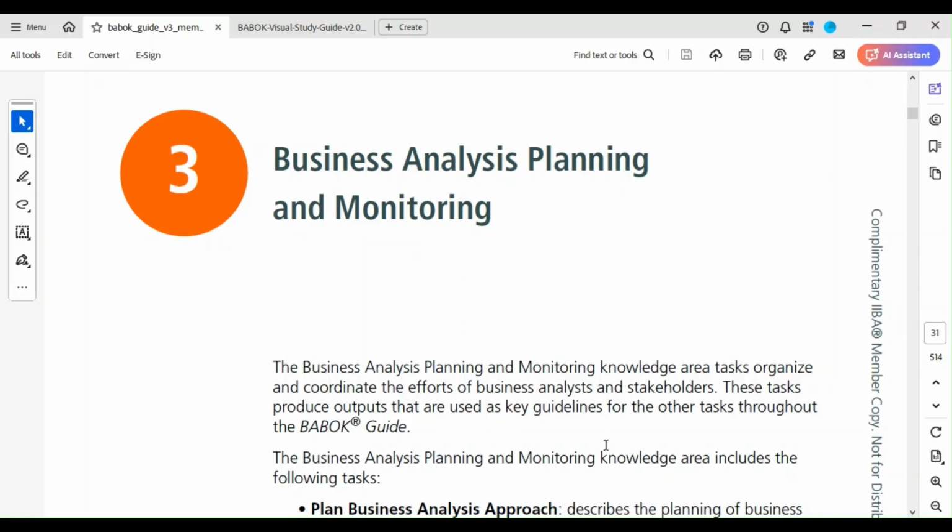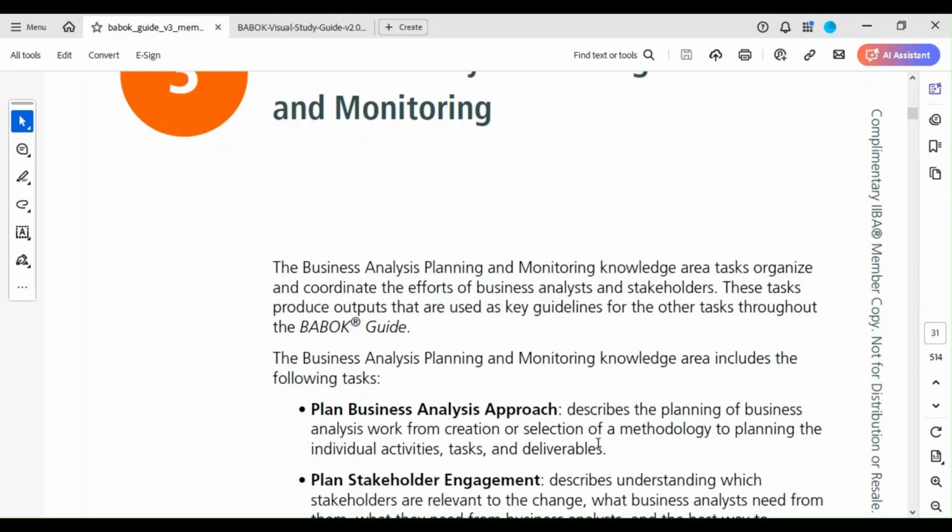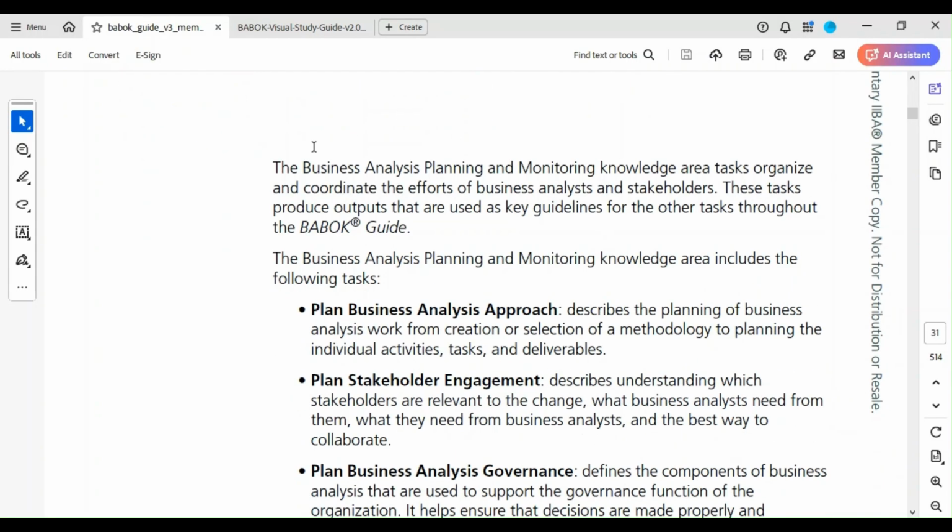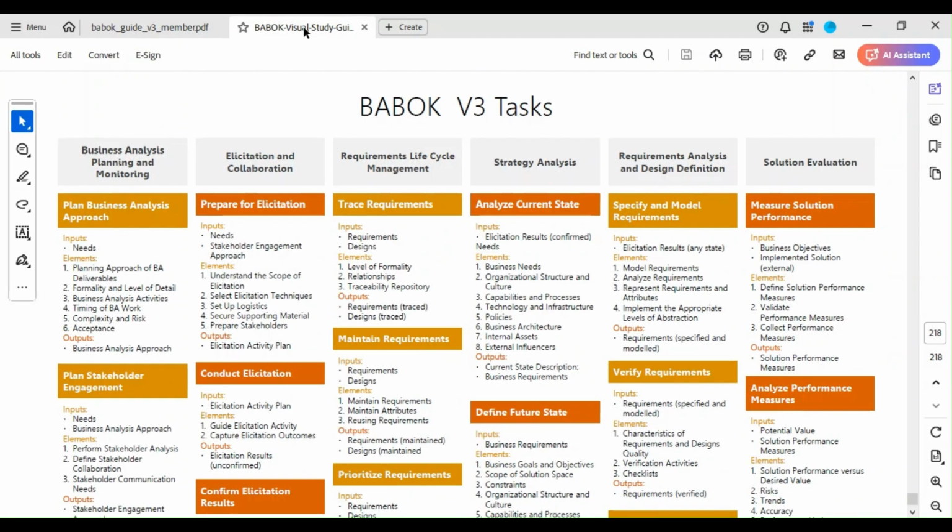Now, I know the last time we did chapter 1 and chapter 2. Now we're diving into business analysis planning and monitoring. So, let's go right into it. Even as we go on, we are going to navigate to this screen so that we'll have a summary of what we need to do before we go to the next. So let's look at a summary of business analysis planning and monitoring.